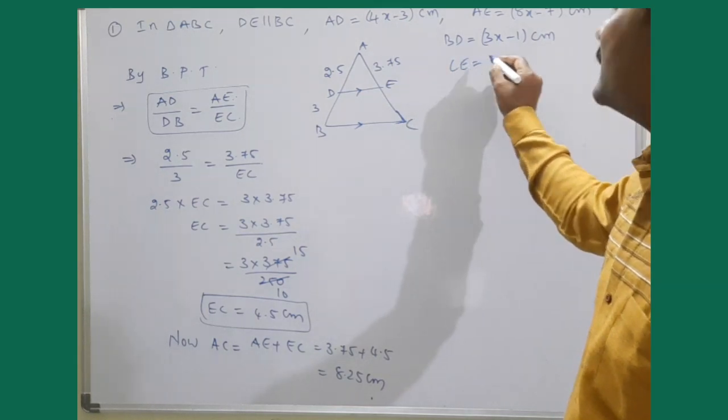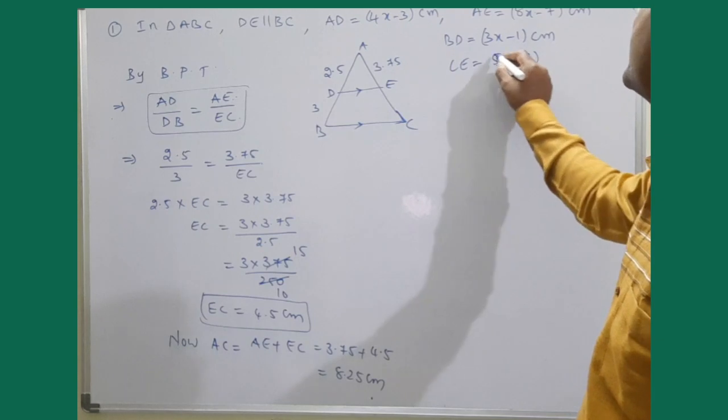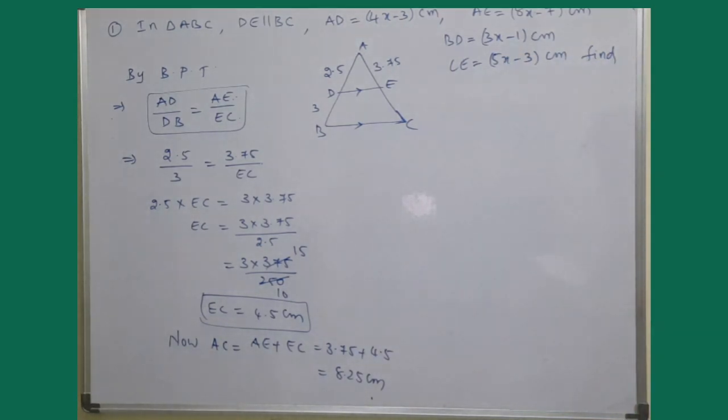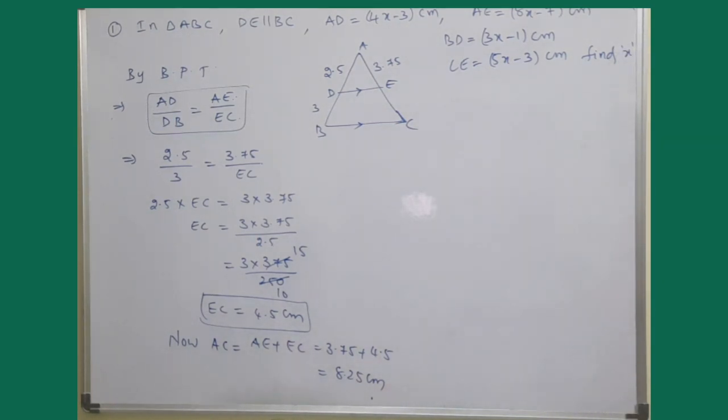Even CE length is equals to 5x minus 3 centimeters. Hence we need to find what is the value of x here. Value of x. Come on children, try for it. Try to find the value of x here.